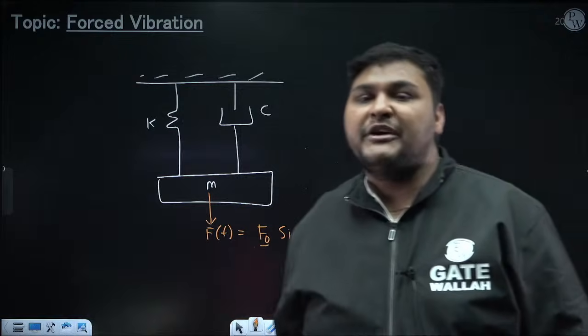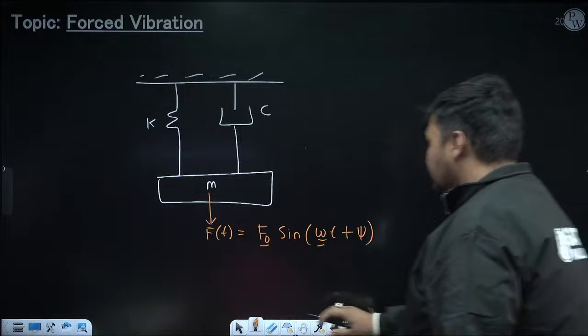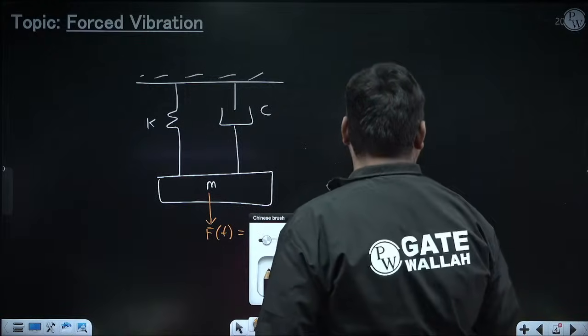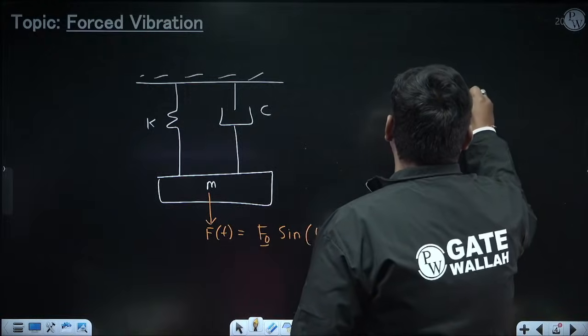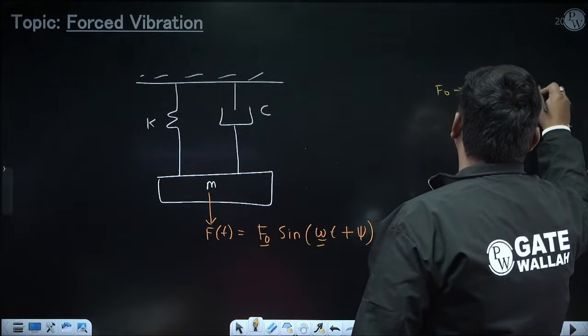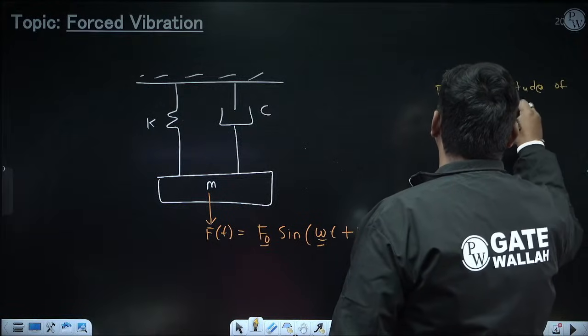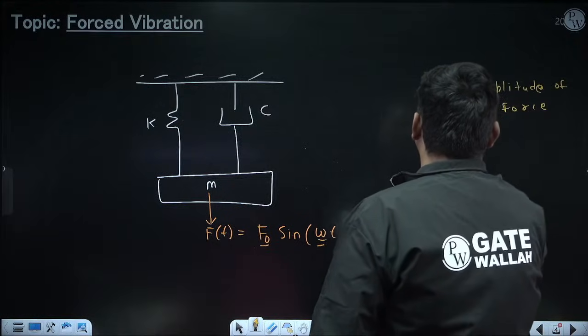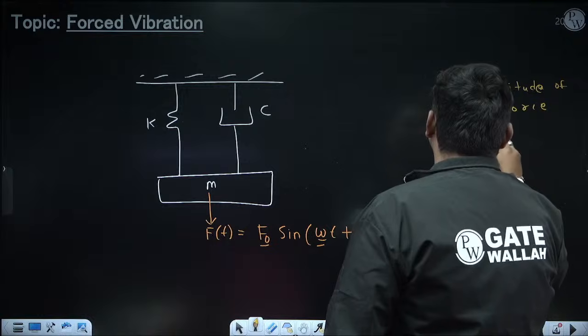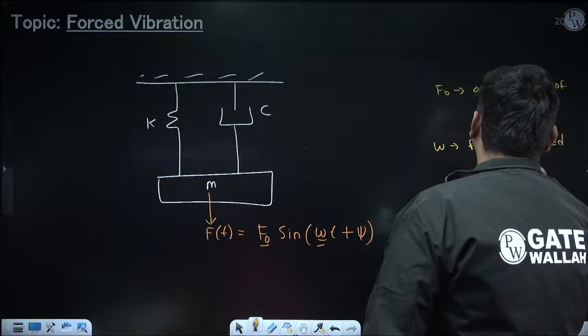F0 is the amplitude of the force applied. It will be given in the question. And what is omega? Omega is the forcing frequency in radian per second.